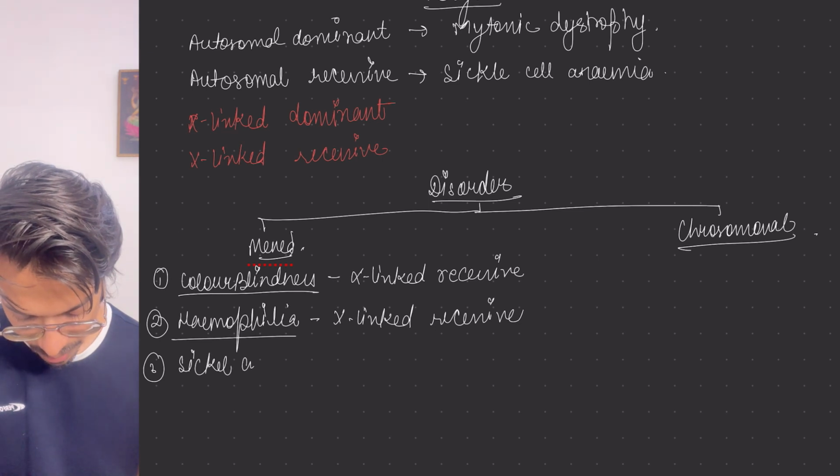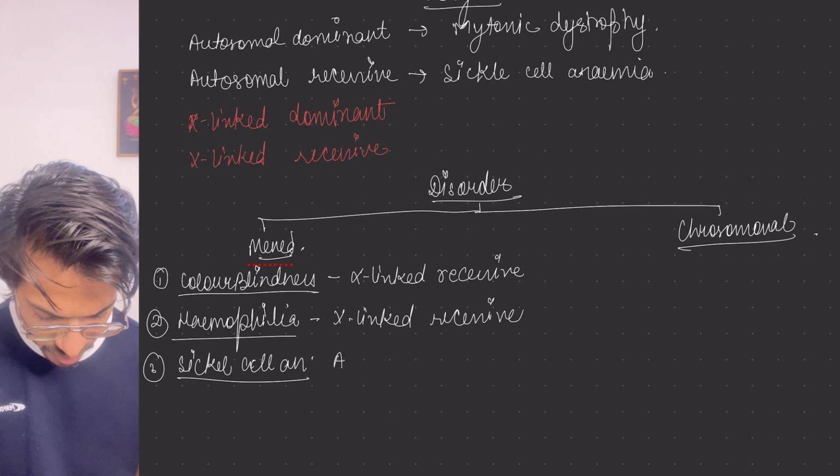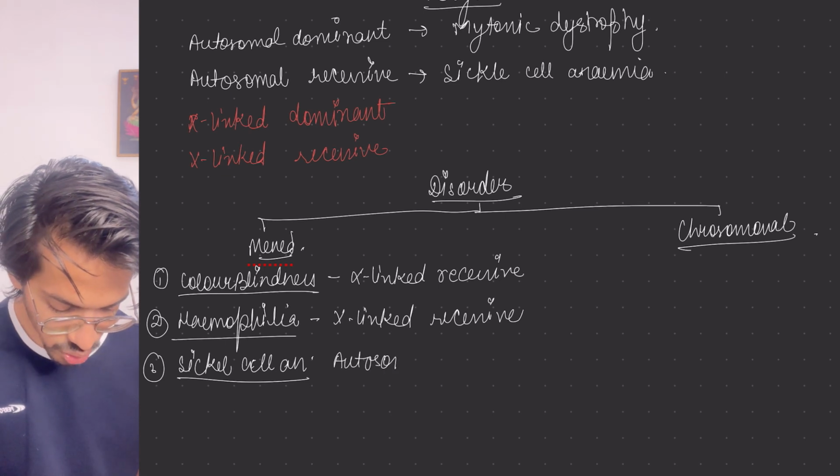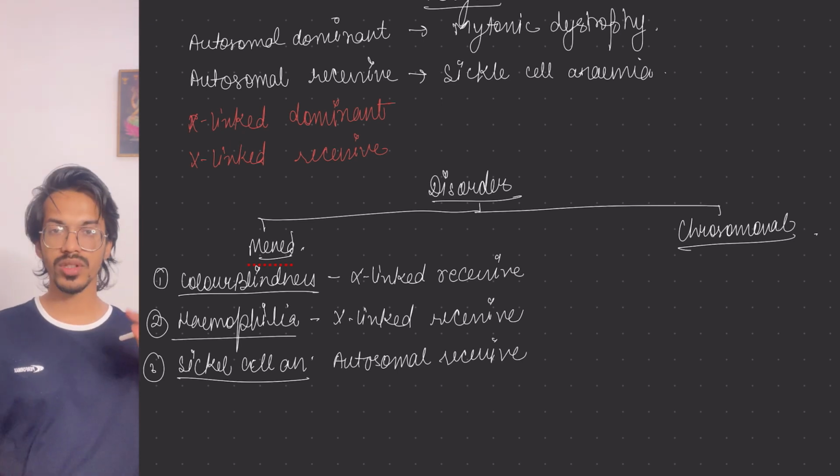Sickle cell anemia, we have already studied what it is. It is an autosomal recessive disorder. So what happened in this case, like normally your sixth position is of what?